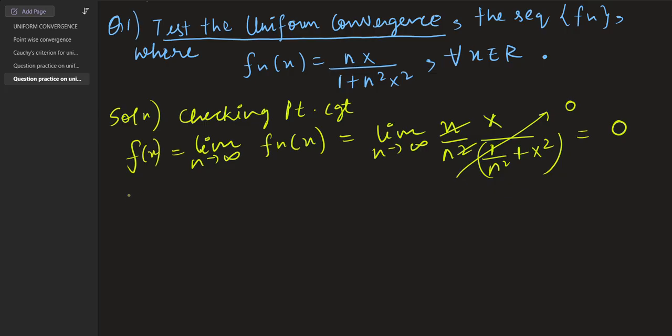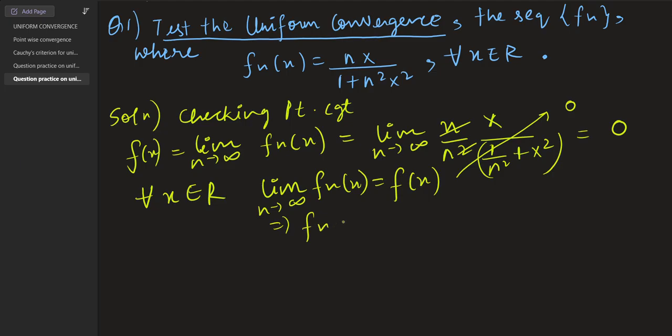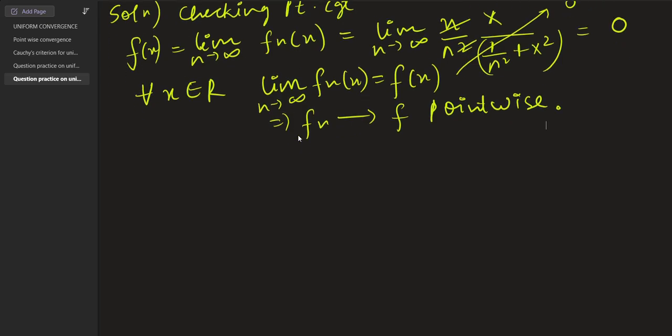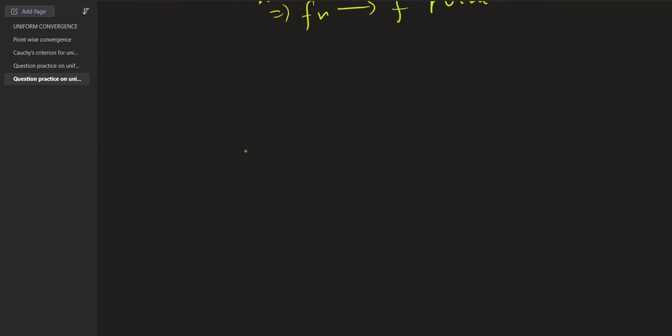So by the definition of pointwise convergence, for every x belongs to R, limit n tends to infinity Fn x converges to f of x. This implies Fn is pointwise convergent to f. Pointwise. Now we are going to show whether it is uniformly convergent or not. Uniform convergence.